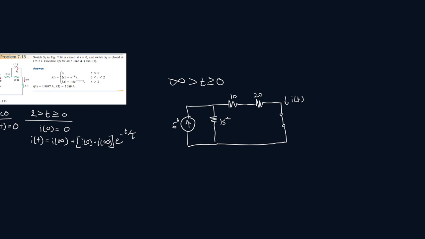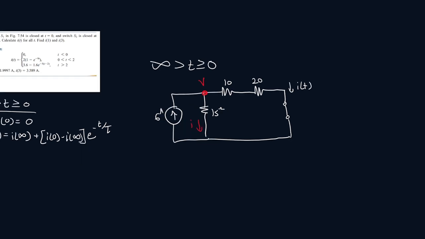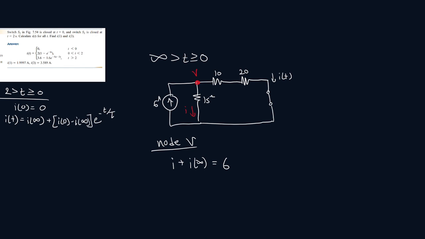Now we can find the current here. We can do a node analysis. Let's call this node V, and let's have a current i here. So at node V, i plus i(infinity) are both leaving the node, and this will be equal to 6 amps, which is entering. So i will be V over 15, plus i(infinity), which will be V minus 0 all over 10 plus 20, which is 30, equals 6.